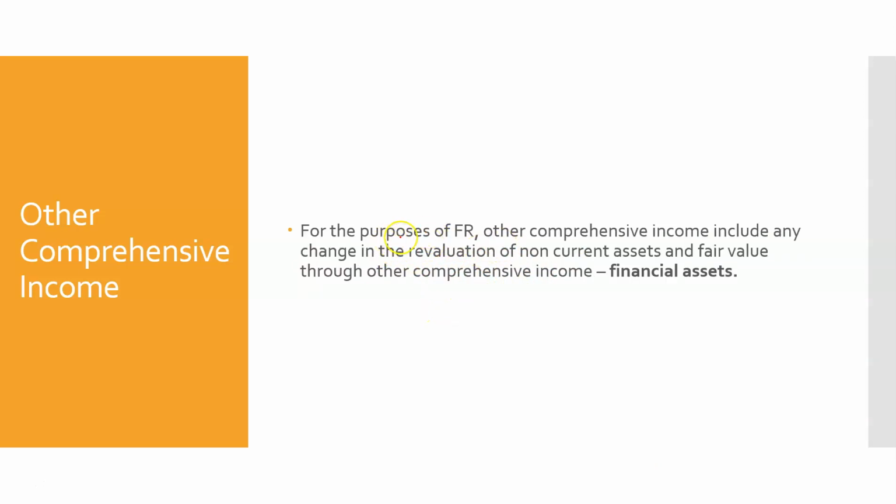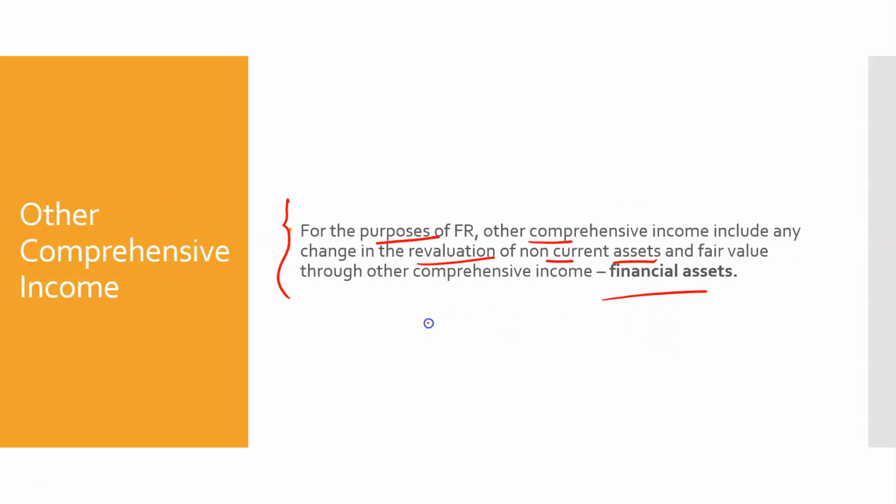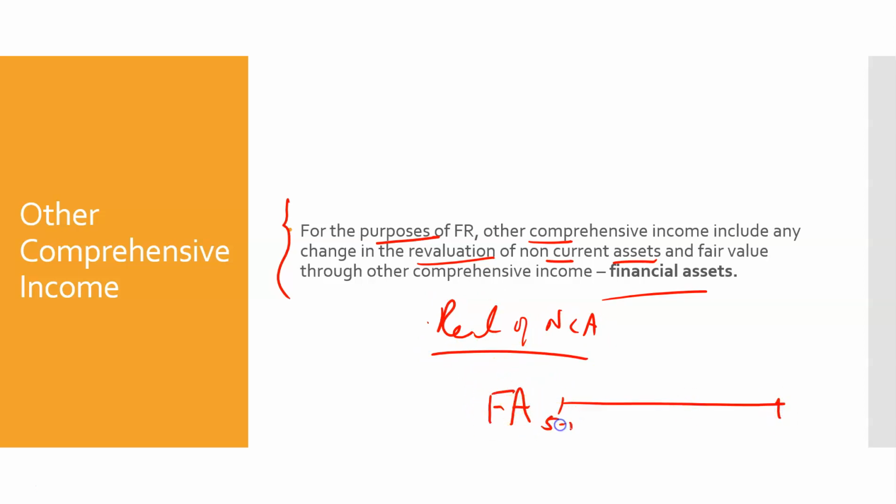Okay, great stuff. So again, like I said here, for the purposes of FR, other comprehensive income includes changes in the revaluation. Lots of things could be happening, but what will affect us in our syllabus would be the revaluation of non-current assets, and of course these financial assets I talked about earlier on. Those are the two main things we will get tested on: revaluation of non-current assets and the movements in the financial assets. So typically those financial assets are between the 5 to 10%.